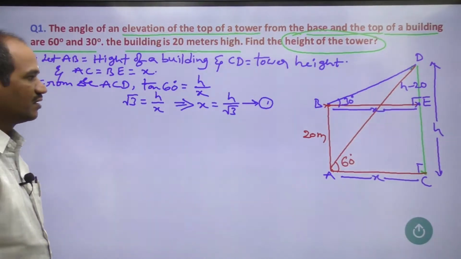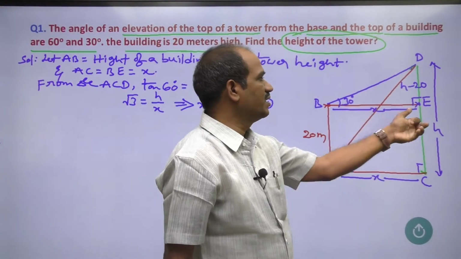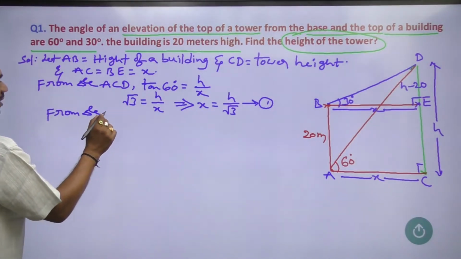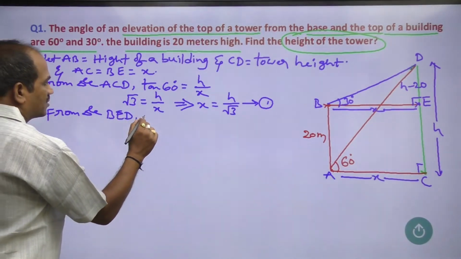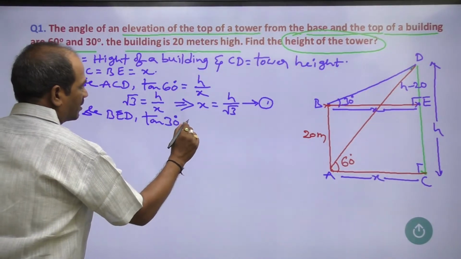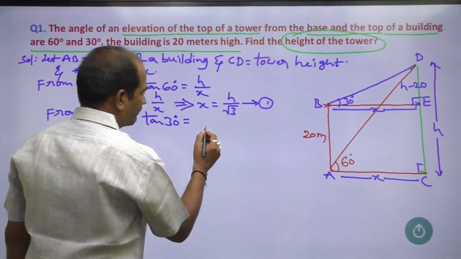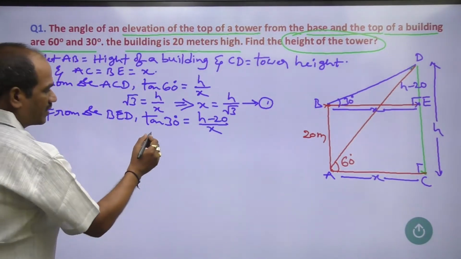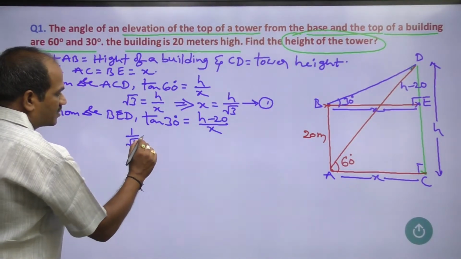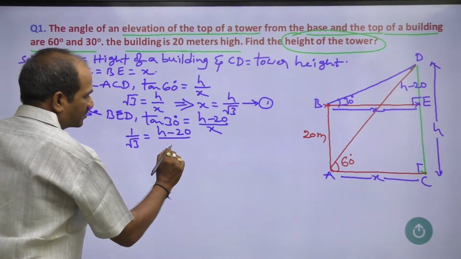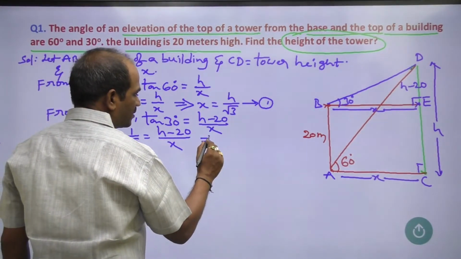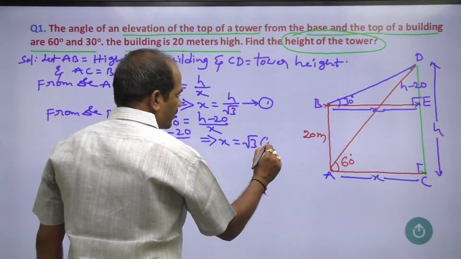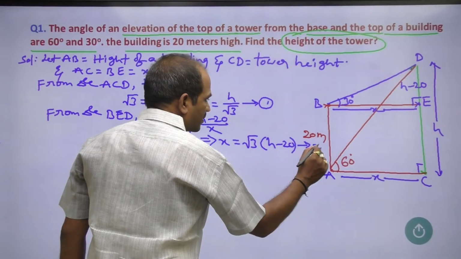Next, the second triangle, BED. Here tan 30 is equal to the opposite side H minus 20 by X. The tan 30 value is 1 by root 3, so 1 by root 3 is equal to H minus 20 by X. Cross multiplying, X is equal to root 3 into H minus 20. That is equation number 2.